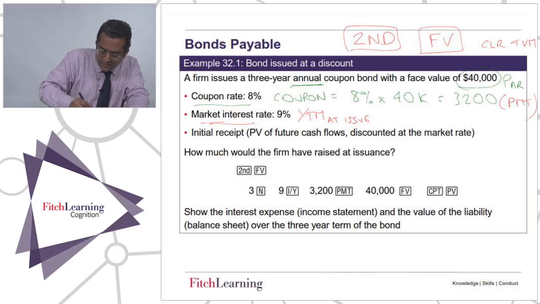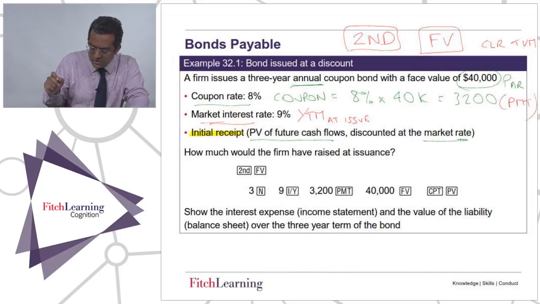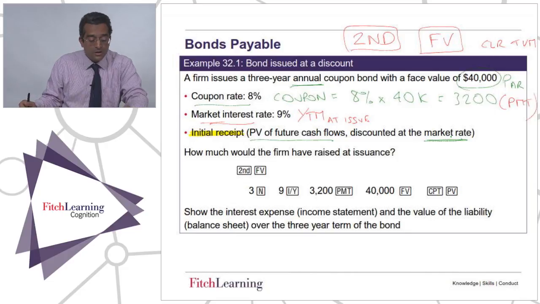Okay, so here we go, everybody. We're going to do the pricing now. To work out the initial receipt for the issuer, we're going to take the present value of all the cash flows using the market yield to maturity. Okay, so here we go.